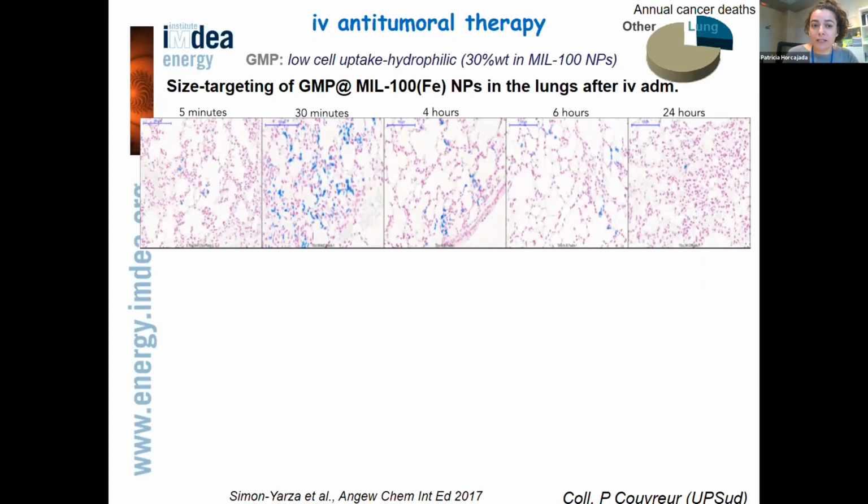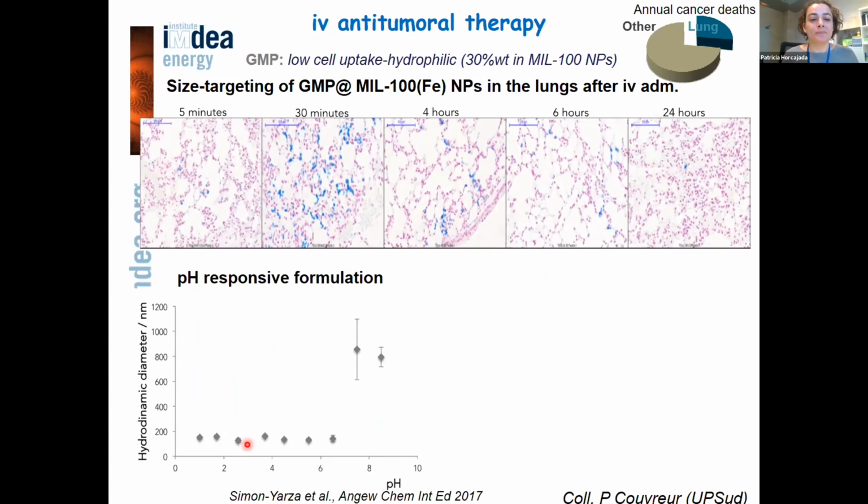Here, the histology of the lungs, in which you can see the nanoparticles in blue after the Prussian blue staining, which specifically colors the iron in blue. You can see the accumulation after 30 minutes of the material, and then a progressive removal from this tissue. This is a consequence of a pH-responsive formulation.